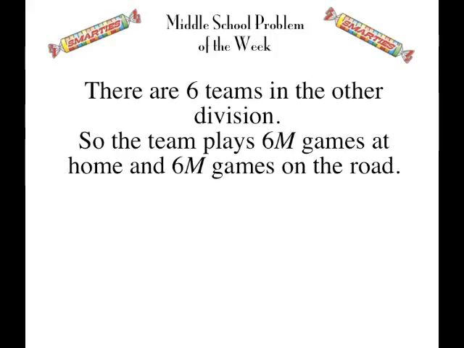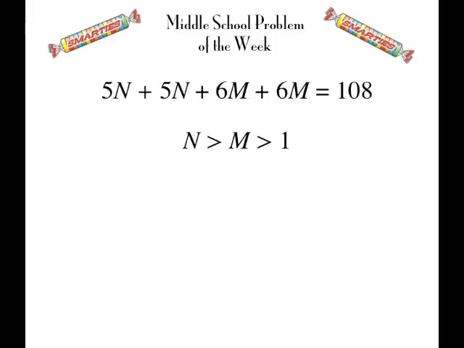But in the other division, there are 6 other teams to play, so it's 6 times another unknown number of games at home and 6 times the same other unknown number of games on the road. So we get this equation. And the 5n is there twice because the first one represents home games and the second one represents road games, and the same with the two 6m's.